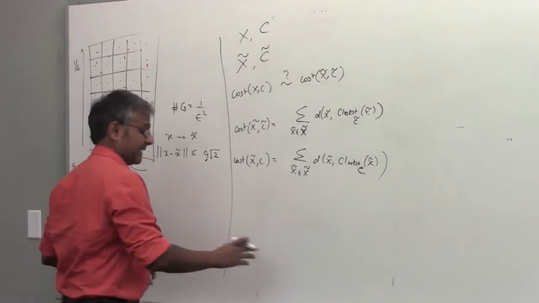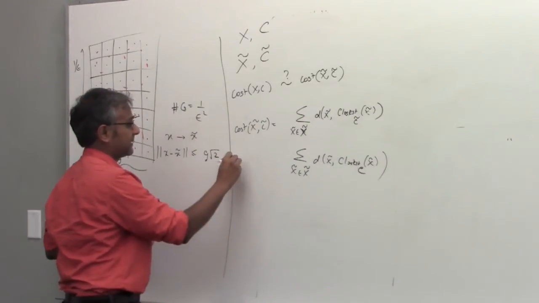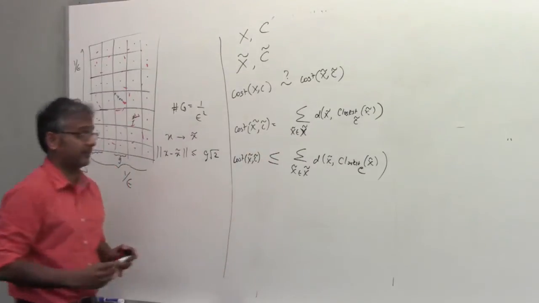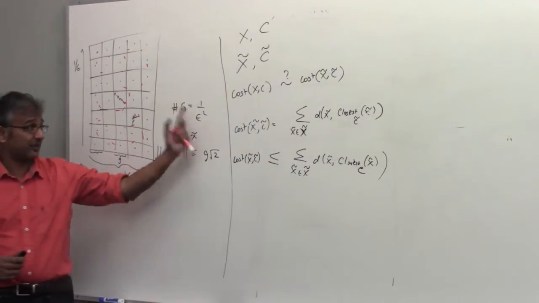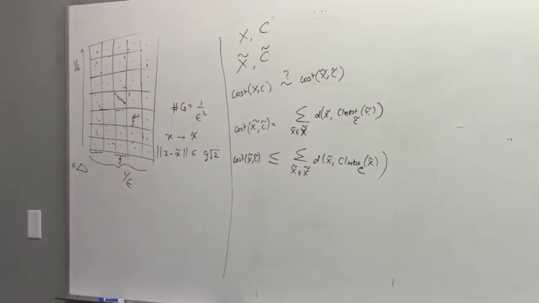This is suboptimal. So you know that this number is less than this number, right? So we can say that the cost of x tilde with C tilde is less than or equal to this one, because this was the optimal clustering of the grid points, and this is a suboptimal clustering of the grid points. And now let's apply the triangle inequality.